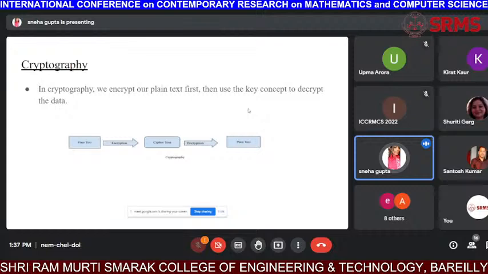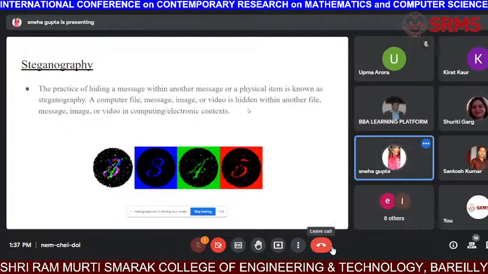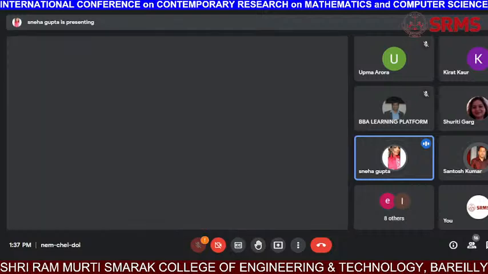I have used two techniques in here: steganography and cryptography. And metamorphic cryptography is a combination of steganography and cryptography, because cryptography needs high security for transferring data from one source to another source. Hiding a message within another message. Yes, and in steganography we hide our data in any form.